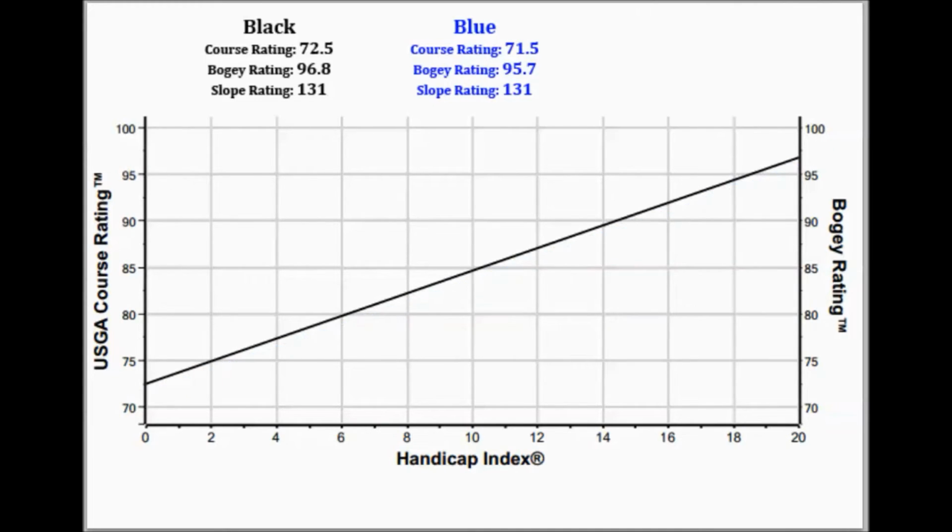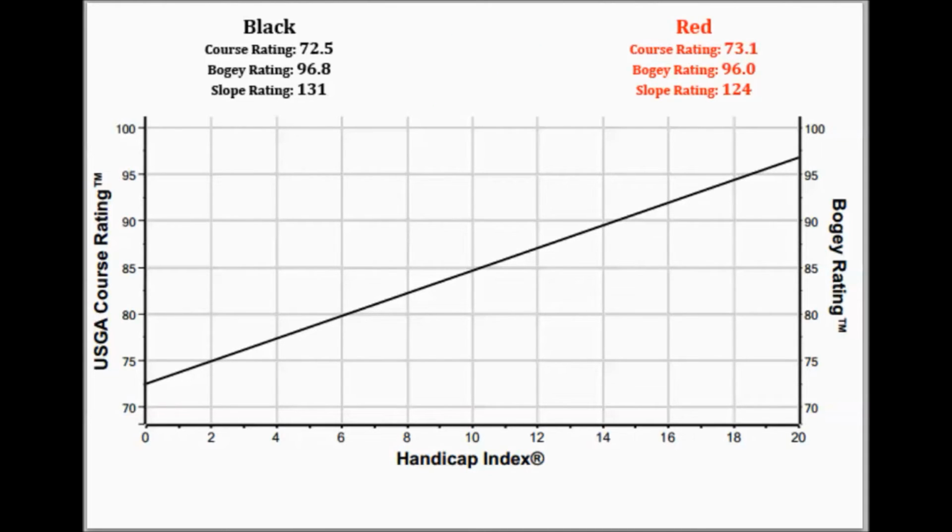Now I'm going to take away the blue course for a second and bring in the red course here. First I'm going to bring it up to the top. And this time let's imagine that we have a course rating of 73.1 and a bogey rating of 96.0, and that's going to equate to a slope of 124. So before I bring in the line, you can probably imagine what it's going to do. And here we go. The red line is a little bit flatter when you connect the two points, but you can see where it intersects with the black golf course.